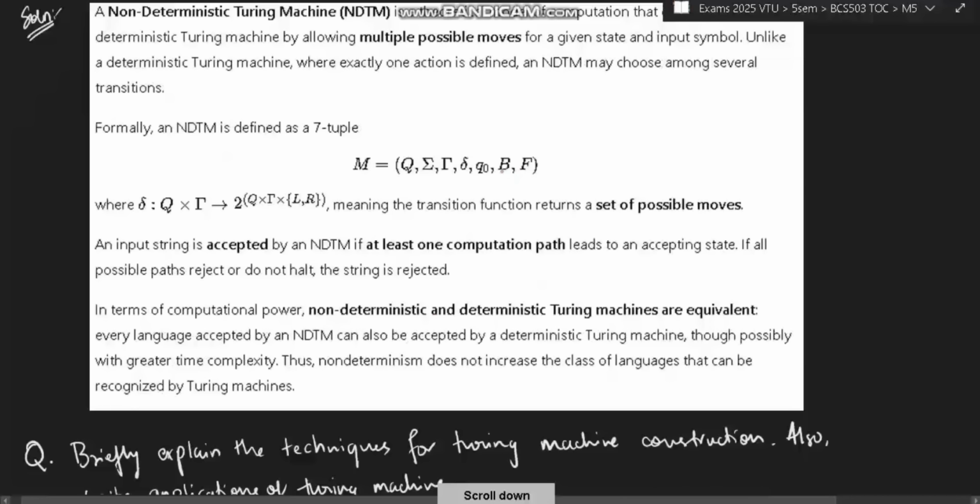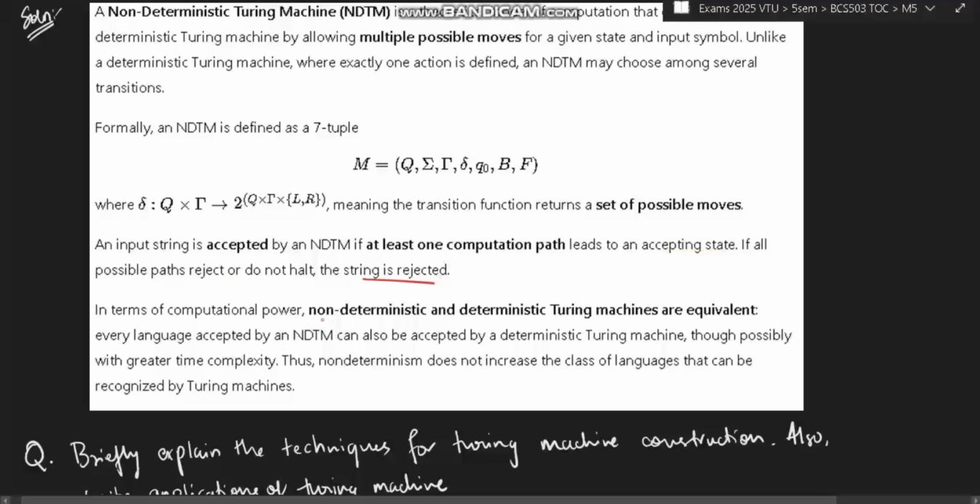Okay, so each of these symbols you have to write, and the transition function is defined as follows, meaning the transition function will return a set of possible moves, not just one move but many moves it will return. Next, if an input string is accepted by an NDTM, at least one computational path leads to an accepting state. If all possible paths reject or do not halt, the string is rejected. See, the criterion is that at least one path should be accepted.